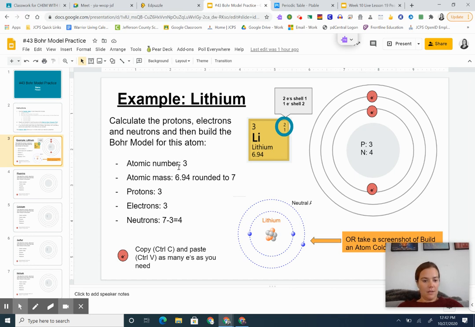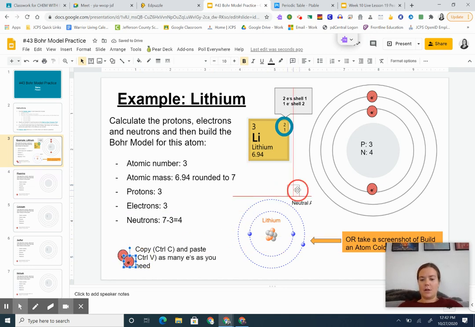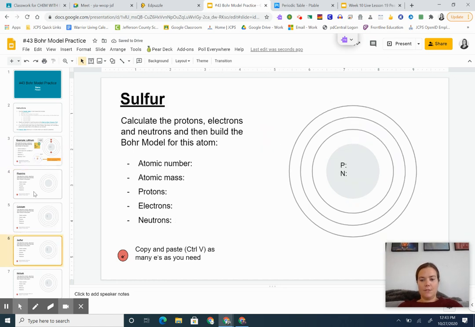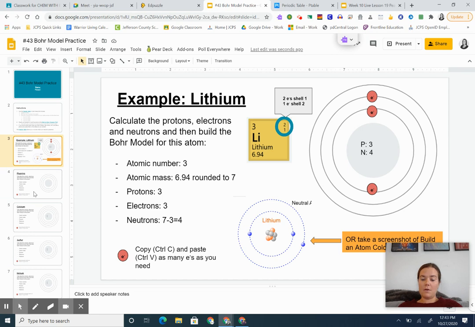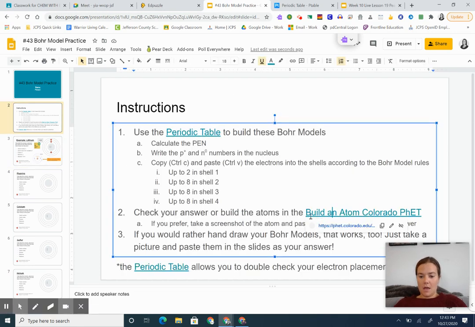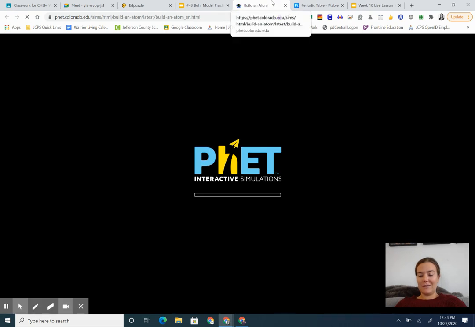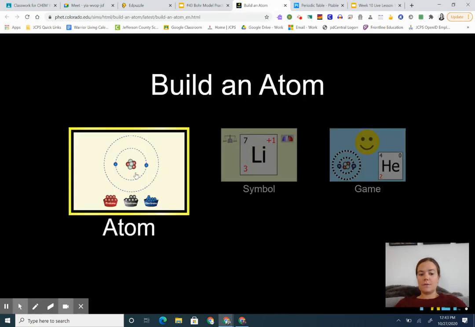So you start by calculating the protons, electrons, and neutrons. Then, using the periodic table, you are going to copy and paste, Control C and then Control V, to get electrons that you can then move and add to your shells. Okay? So there are 4 examples for you to do. If that's not something that you feel great about, I'm totally fine if you would want to draw it out, or if you wanted to go to the Colorado PhET simulation, if that's easier for you to navigate, that's also totally fine.